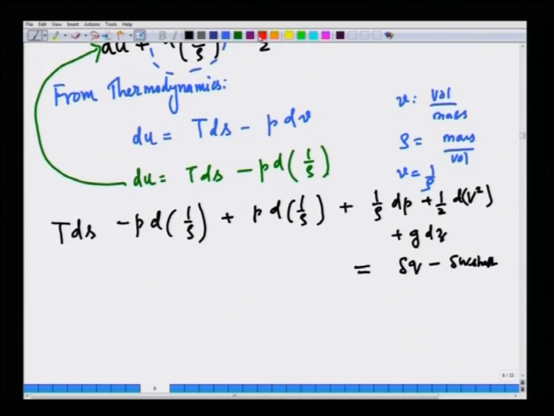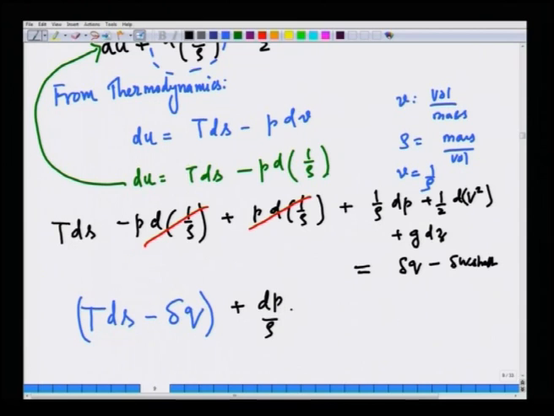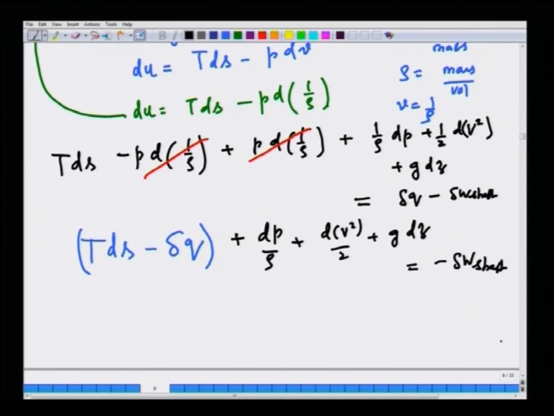Now, these two terms knock off each other, and all you are left with is T ds. Now, I am going to bring this dq out here, minus del q, plus dP by rho plus d of v squared by 2 plus g dz is equal to minus w shaft. Now, the second law of thermodynamics tells us that this quantity, T ds minus dq, is always greater than or equal to 0, and the equality is valid only for a reversible process.